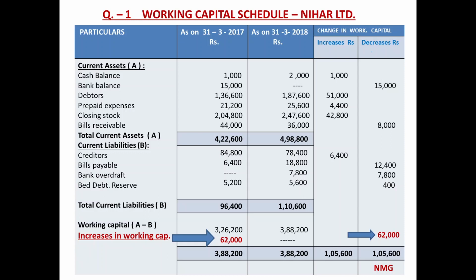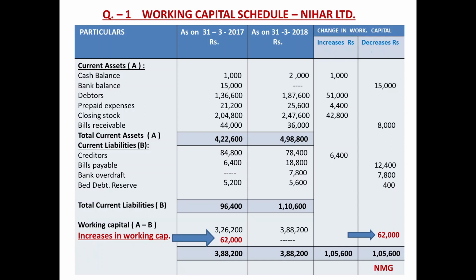Likewise, the last two columns, changes in working capital, one is increases, another is decreases. Apparently, the total of the increases side looks more, which is 1,05,600. Put it on the decreases column and that gives a balancing figure of rupees 62,000. Means increases is more by 62,000 than decreases. So the answer of 62,000 can be verified over here in this changes in working capital column also.